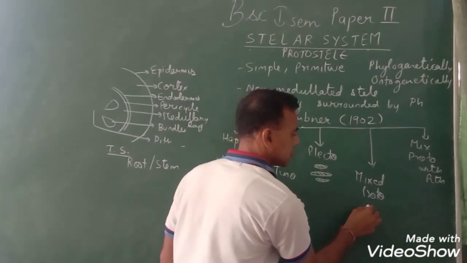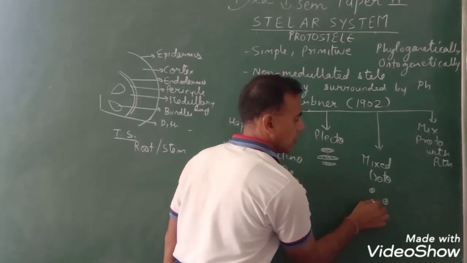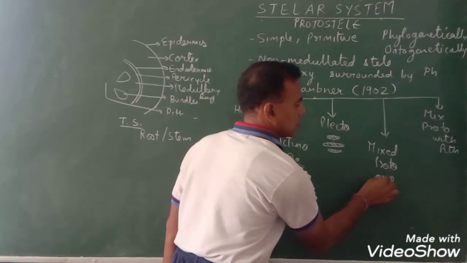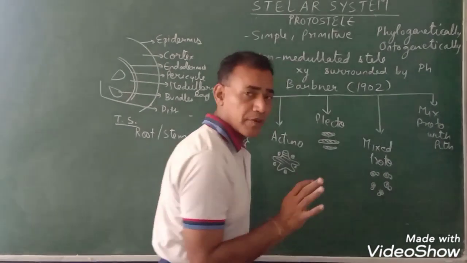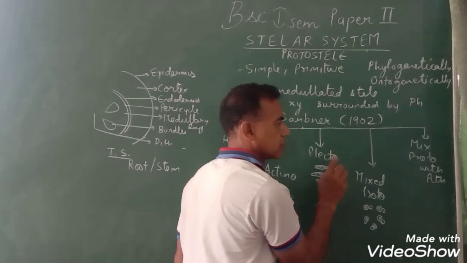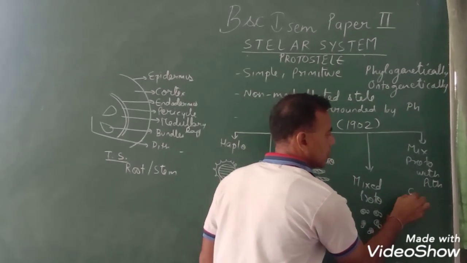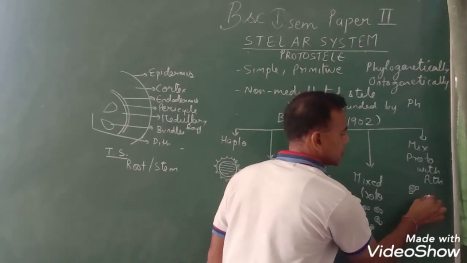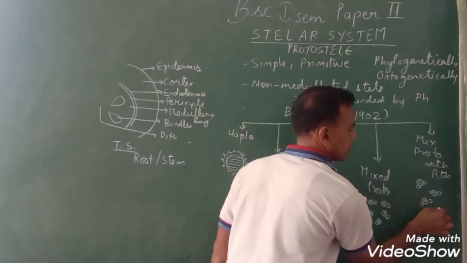Mixed protostele means that the xylem and phloem are scattered like this. There is no pith. Similarly, in this last type, mixed protostele with pith, the xylem, phloem and small parenchyma cells are found together.